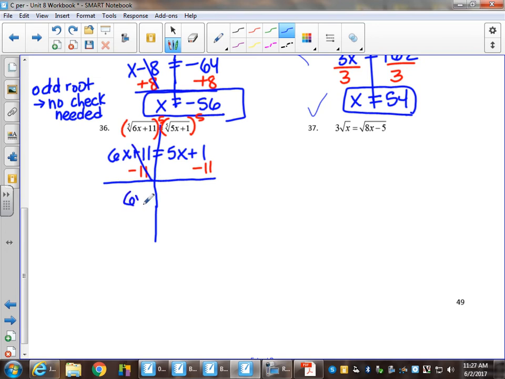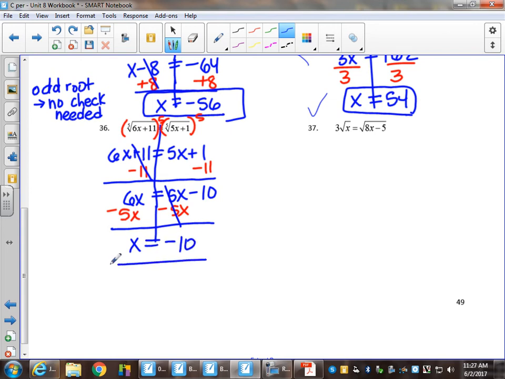So now I have 6x equals 5x minus 10. Now what? Yep. So we're getting x to one side, numbers to the other. So we get x equals, does this require a check? Why or why not?